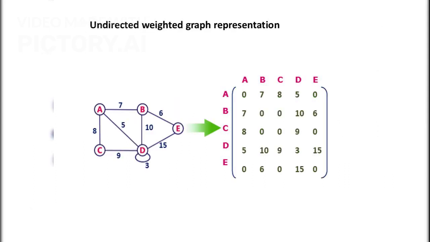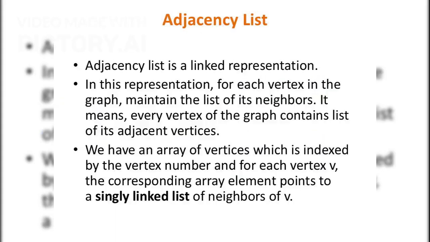Undirected weighted graph representation includes weights in the matrix, indicating the cost or length of edges. This is useful for applications requiring detailed traversal information. An adjacency list is a linked representation of a graph. Each vertex points to a list of its adjacent vertices, making it efficient for storing sparse graphs.